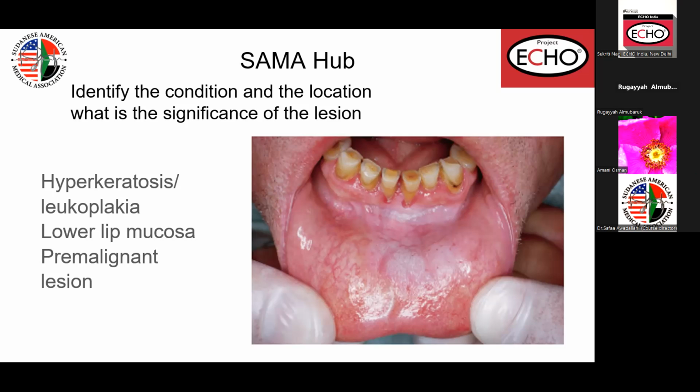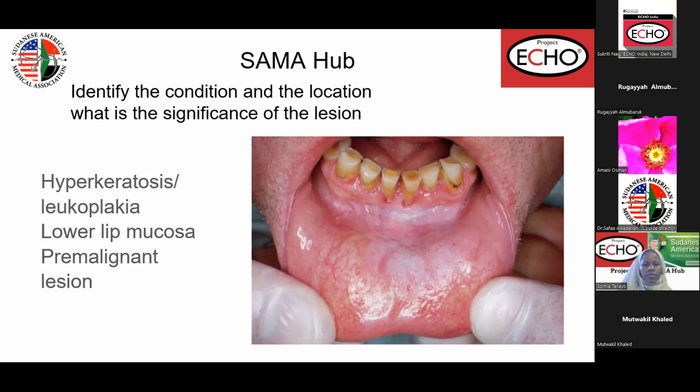So it's not a potentially malignant lesion per se, but it is a pre-malignant lesion. Well, we can say potentially malignant, but then it is not 100% guaranteed that it will be malignant, but it is a high risk condition.